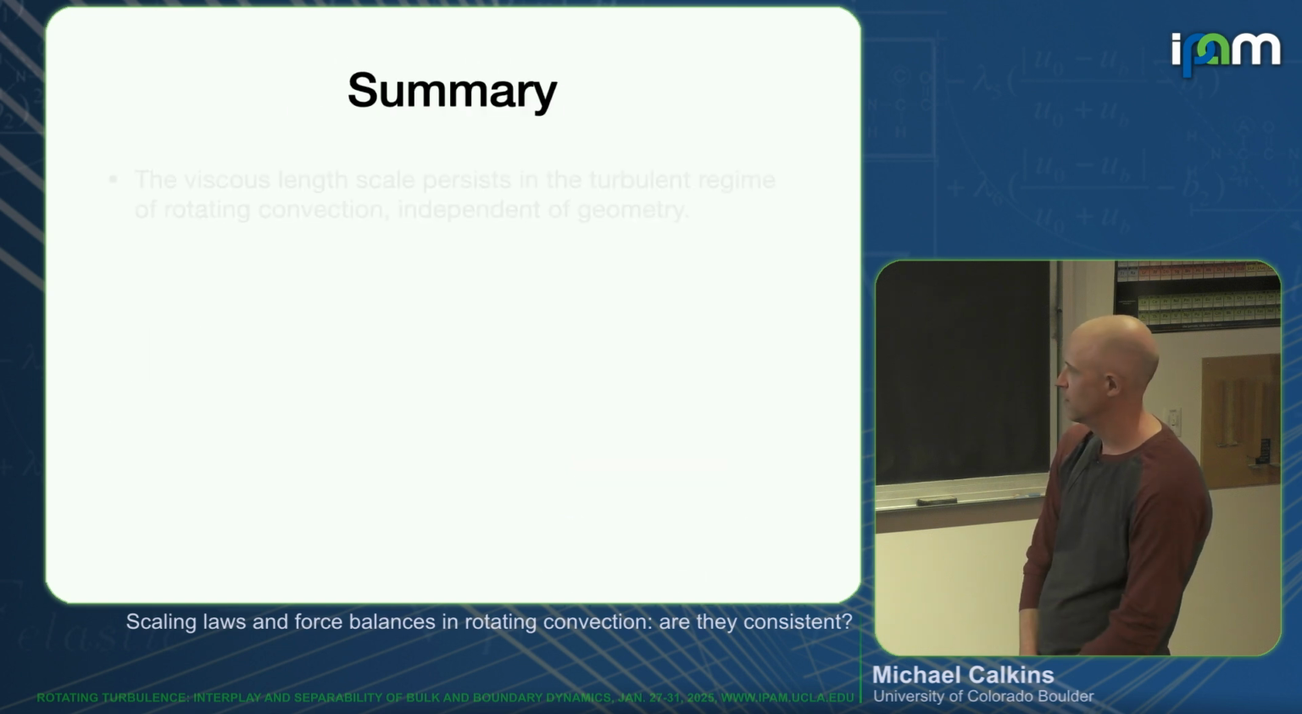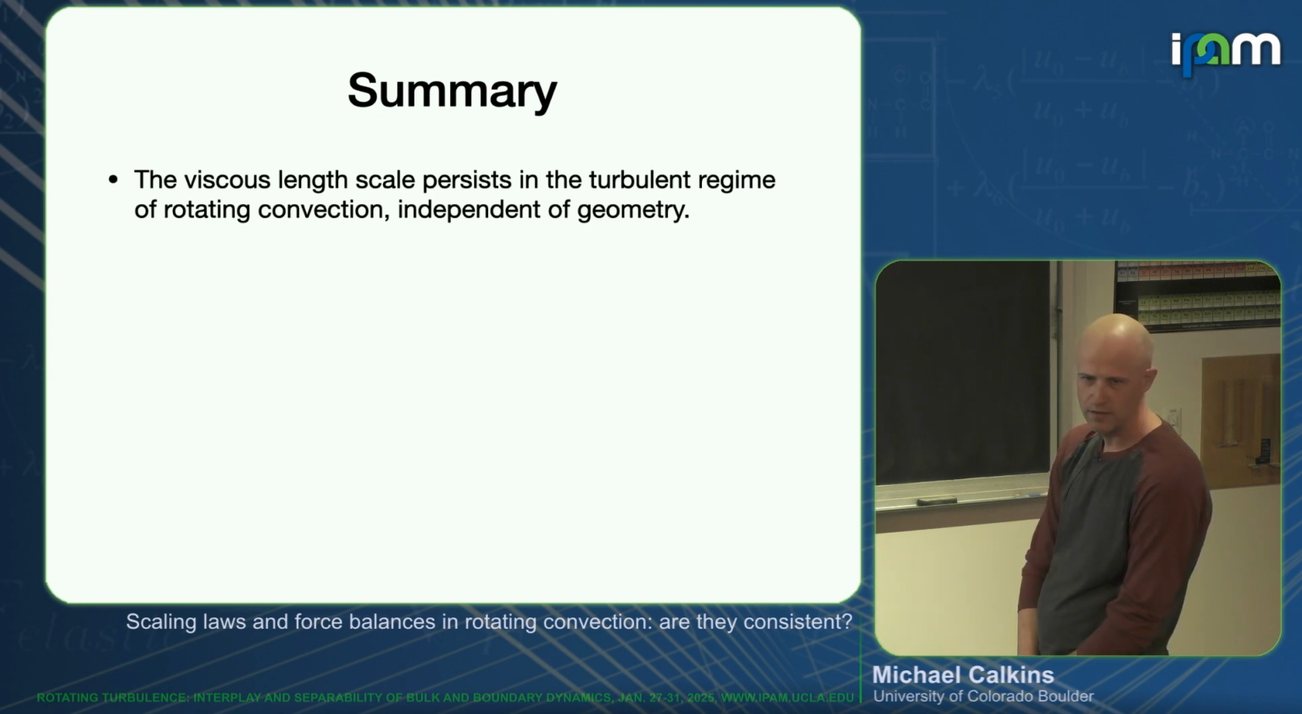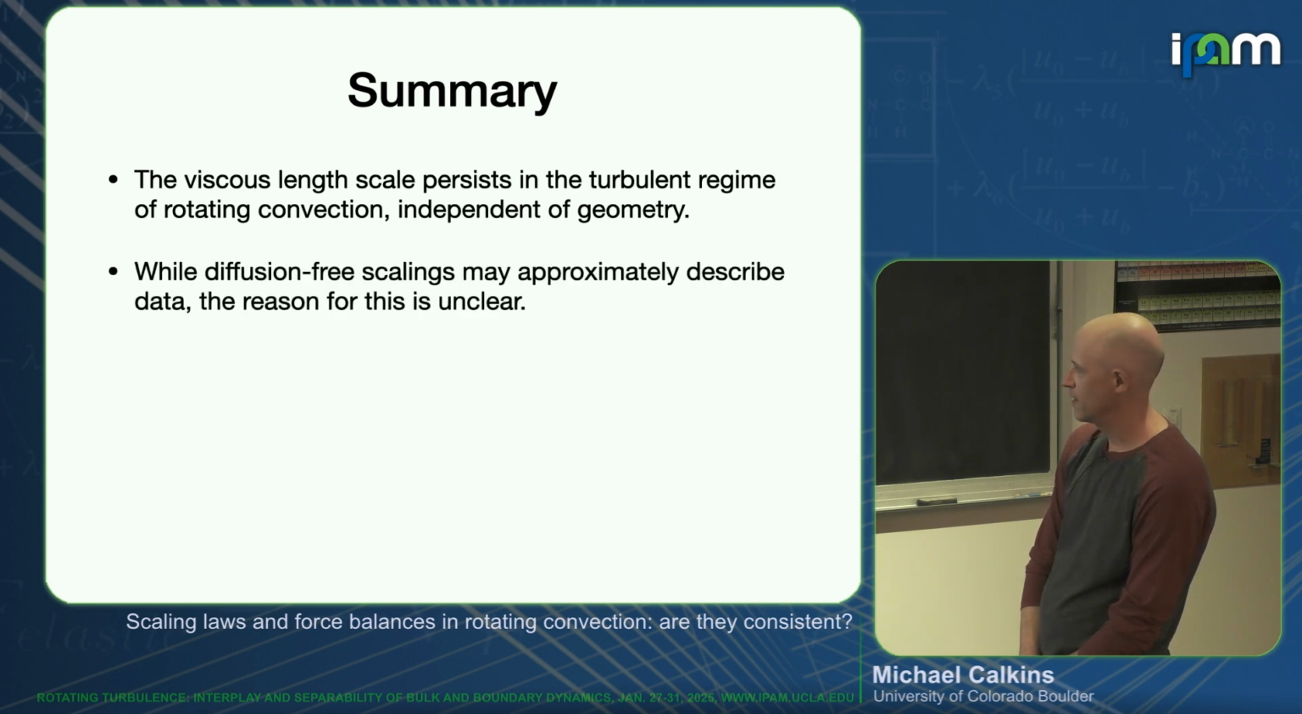Okay, so that's it. To summarize, I hope I've convinced you that the viscous length scale, no matter how you compute it, is present in the system. You can't get away from it, and we see it in all these different geometries. John's giving me a confusing look.